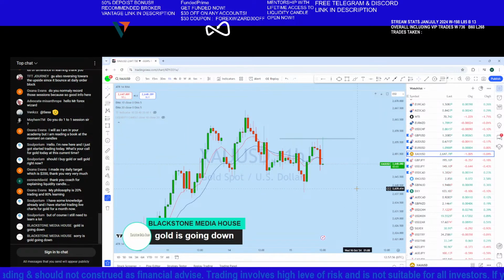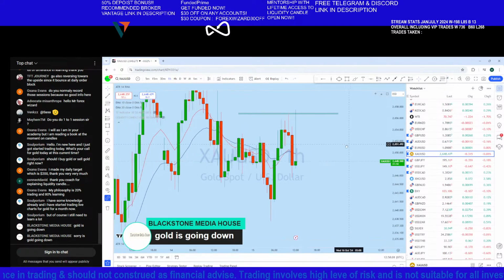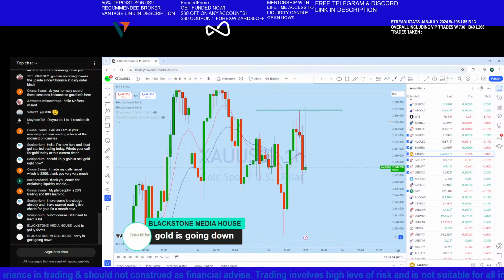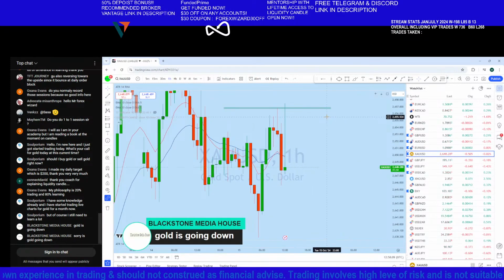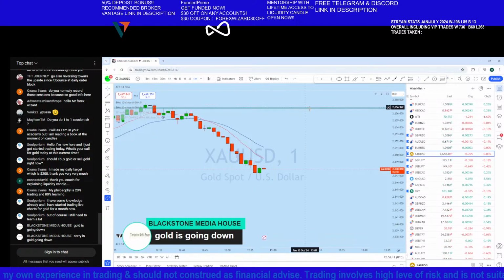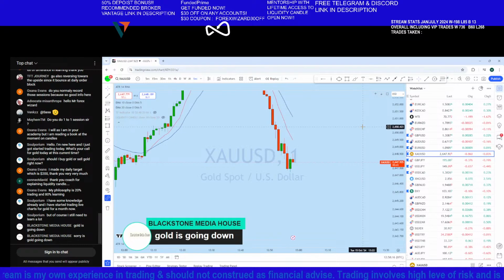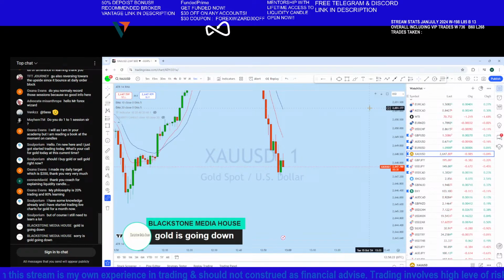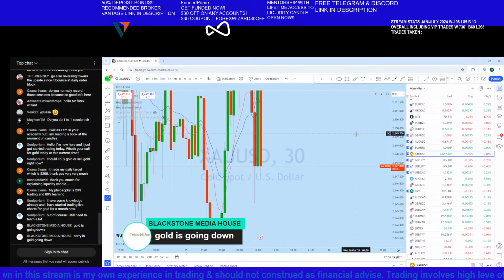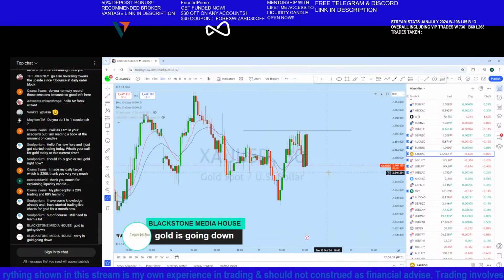Okay, now if I look at the 1 hour, we can see that after the break of this high, it immediately dropped to the support. This price action doesn't make sense to me here. That's why I didn't enter.